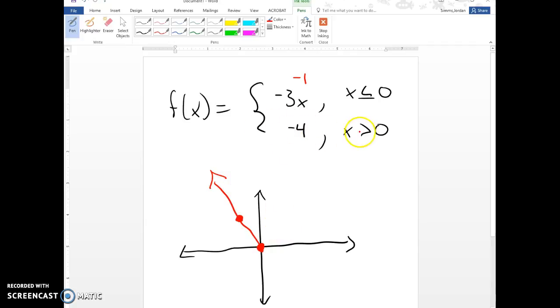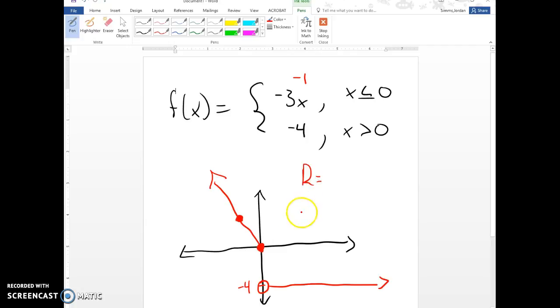Now this next part, for all values of x greater than 0, it's going to be negative 4. So let's say negative 4 is down here. Again, it has to be greater than 0, so I'm going to use a hollow point there, and I'm going to draw my line horizontally. Okay? So there it is. I graphed the first part, I graphed the second part, just paying attention to the values of x and going from there. So let's come up with the range.